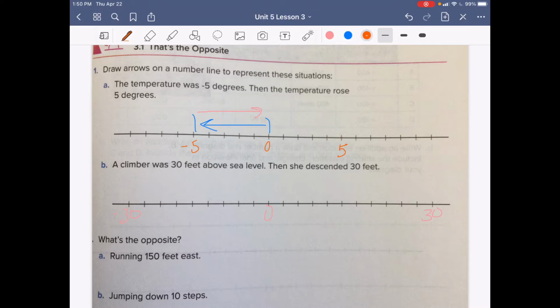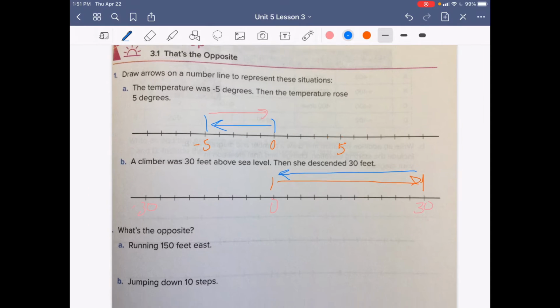So they were 30 feet above sea level. So let's draw that in, 30 feet above sea level. And then they descended 30 feet. So they went right back down. This goes back to absolute value. They cancel each other out. And they're the same distance from 0. So 30 feet out, 30 feet down, it's still going to be 0.